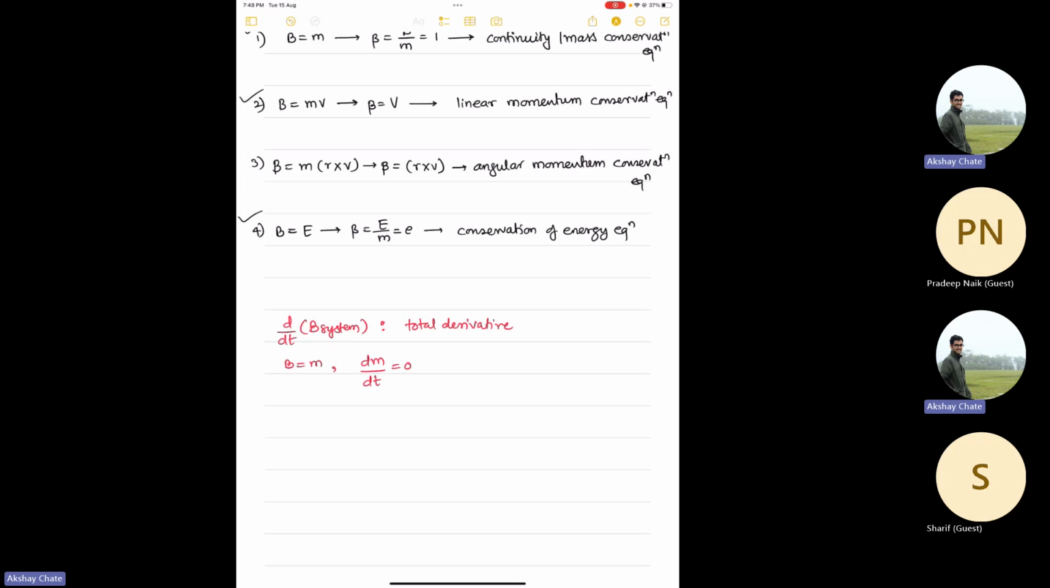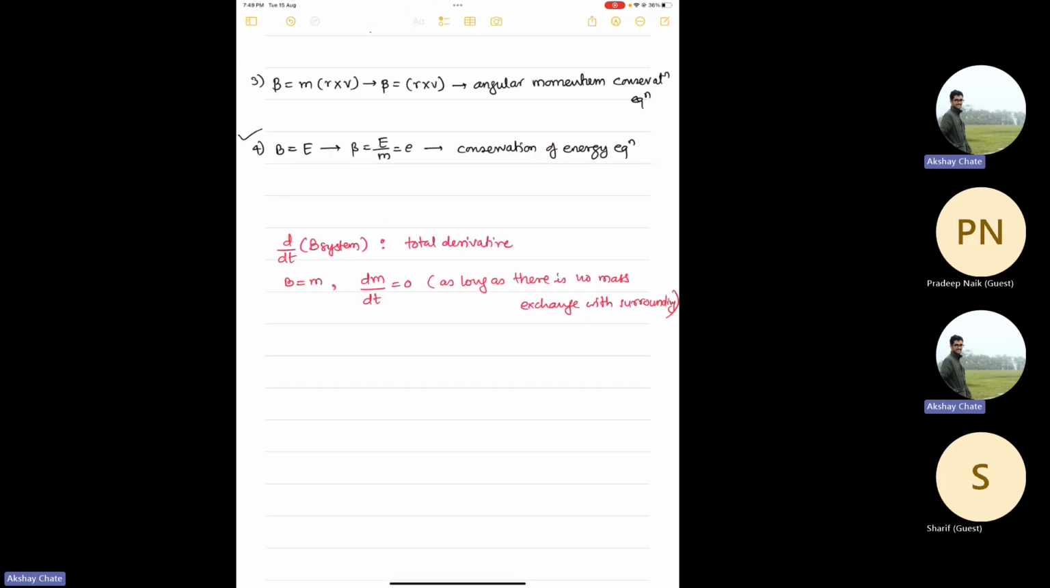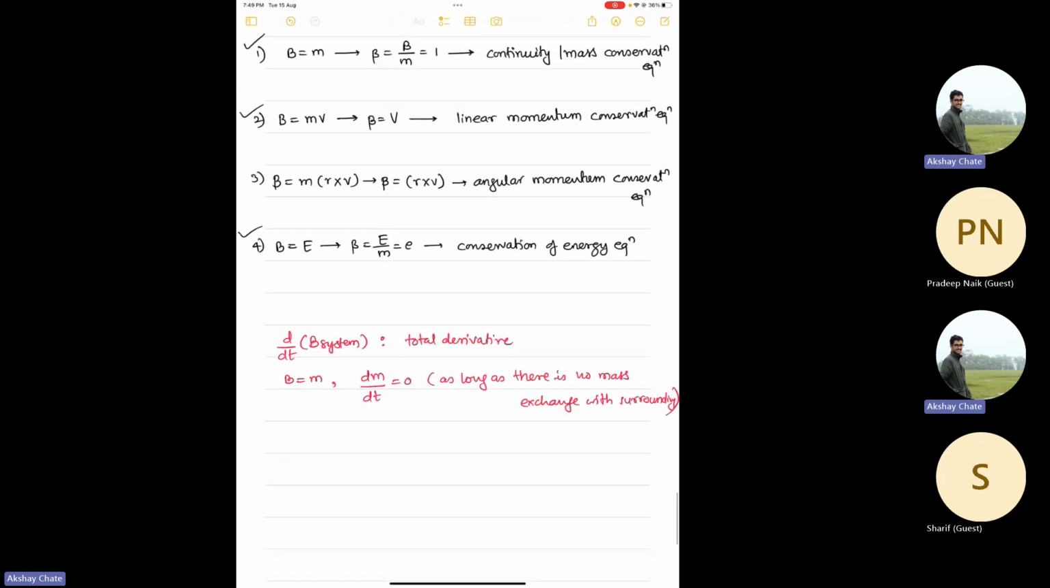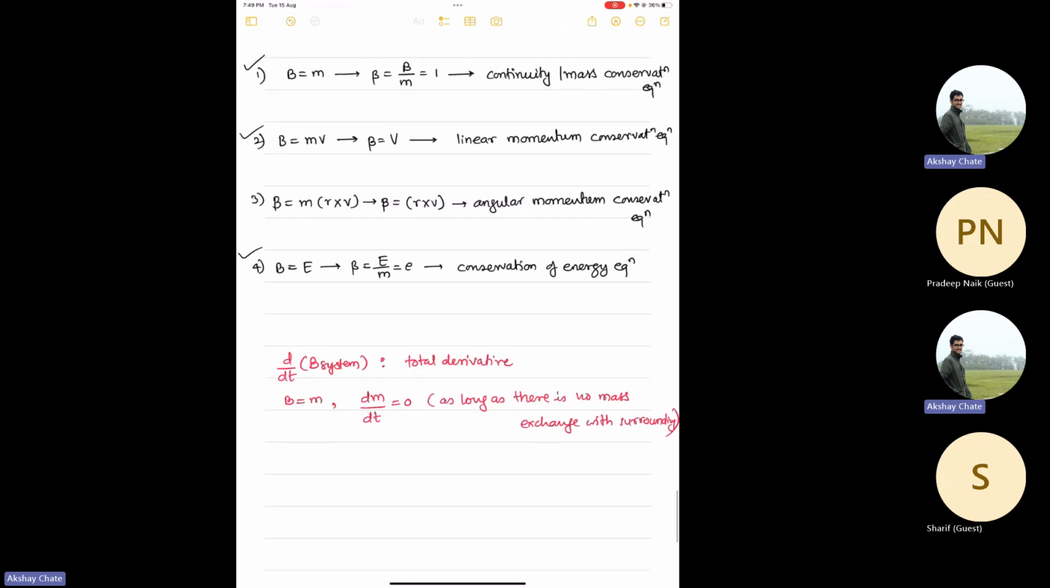should be 0, right? As long as there is no mass exchange with surroundings. And so like that only. So whatever your B is, in one case you can take it as mass, maybe in another case you can consider it as linear momentum.